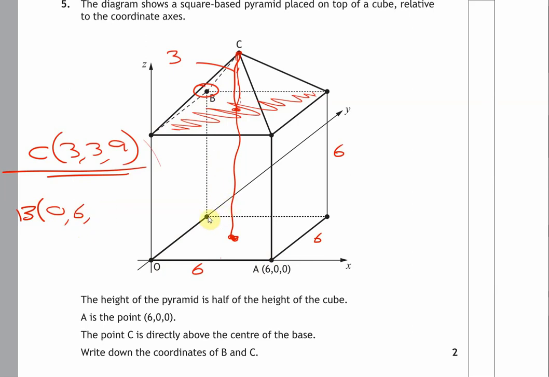And then it goes from the base all the way up to the top of the cube, which is a value of 6 as well. So we have 0, 6 and 6. And that's your coordinates of B. So again, only 2 marks. You get a mark for C and a mark for B.